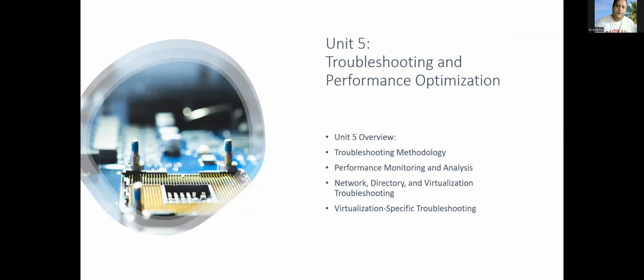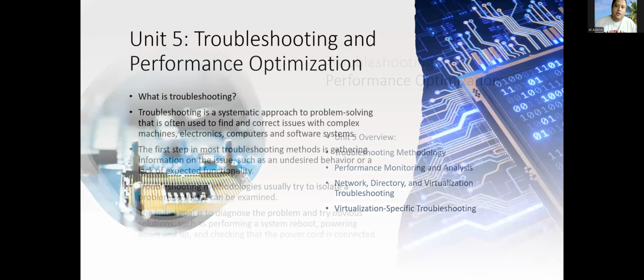So here's what we're going to cover: troubleshooting methodology, performance monitoring and analysis, network directory and virtualization troubleshooting, and virtualization specific troubleshooting. So yeah, I should delete that from there, but whatever. That's what the book said I had to cover, or that's what I had to cover in my outline. So it is what it is, right?